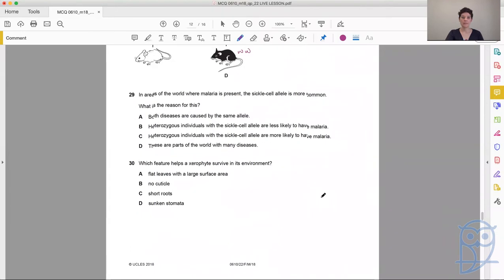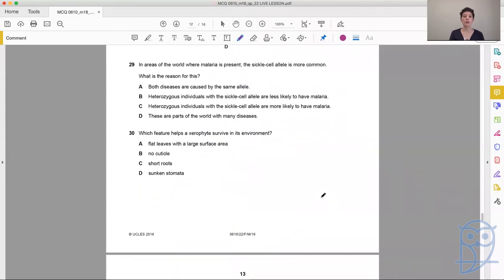Question 29. In areas of the world where malaria is present, the sickle cell allele is more common. What is the reason for this? Well, remember, sickle cell carriers are less likely to get malaria. So both diseases are caused by the same allele, not at all. Malaria is not a genetic disease. Heterozygous individuals with the sickle cell allele are less likely to have malaria, absolutely. Heterozygous individuals with the sickle cell allele are more likely to have malaria, definitely not.